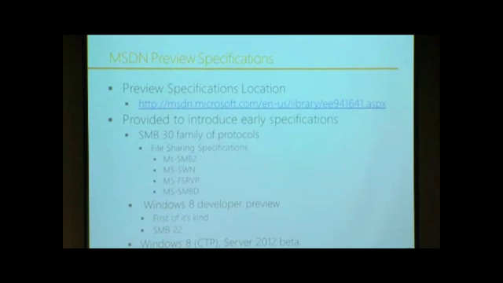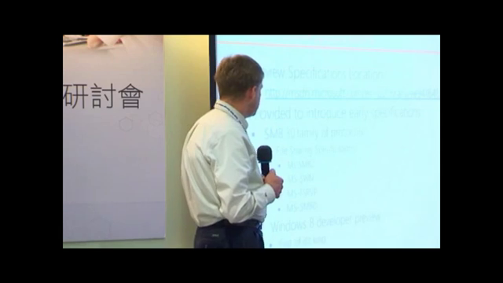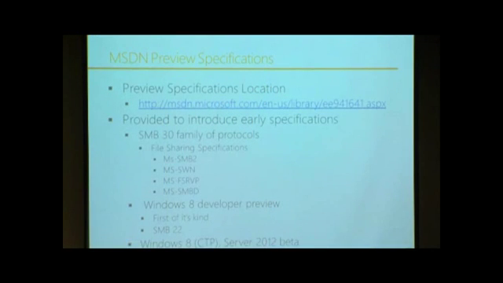But when the preview shipped in September last year, Microsoft did a first of its kind publication of preview specifications for Windows Developer Preview. So the family of protocol documents in SMB2, which included several new protocols, SWN or Witness, FSRVP, which is a remote VSS protocol, and SMBD, which is a direct protocol for SMB at a lower level transport. This family of specifications was published in this preview node.